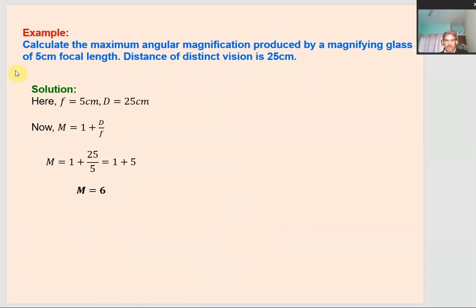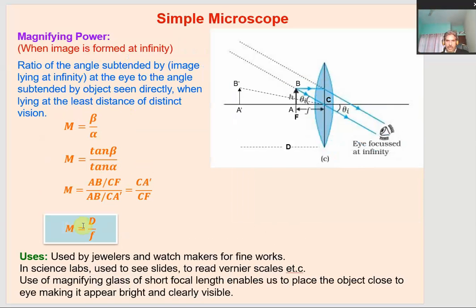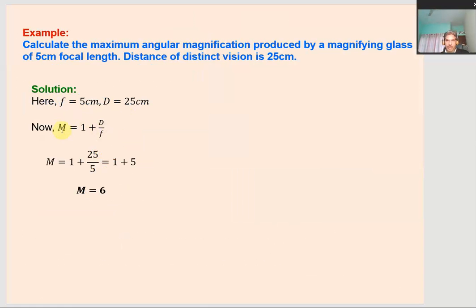The question is, calculate the maximum angular magnification produced by a magnifying glass whose focal length is given to be 5 centimeter. It is also given that the distance of distinct vision is 25 centimeter. So the value of D is given, and the focal length is also given. For the maximum angular magnification we have this formula, 1 plus D upon F in place of D upon F. So 1 plus D upon F is the magnification. Let us substitute the values of D and F. D is 25 centimeter and F is 5 centimeter.